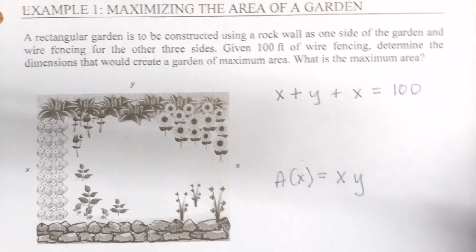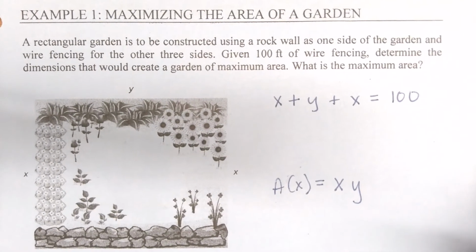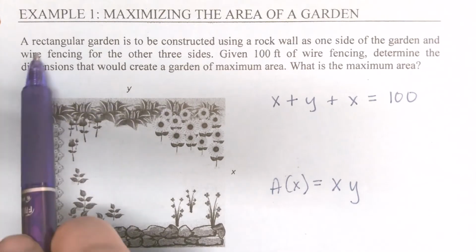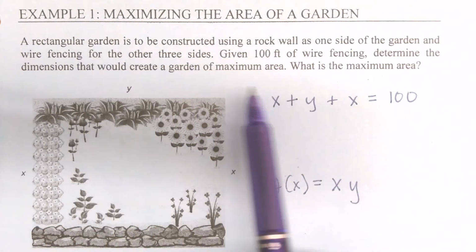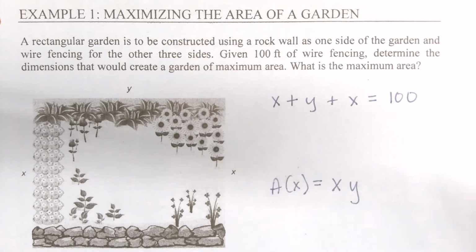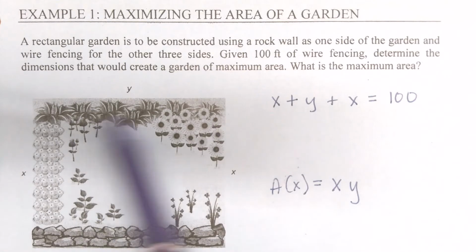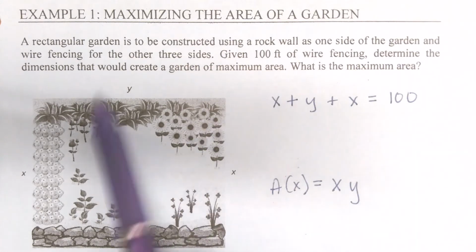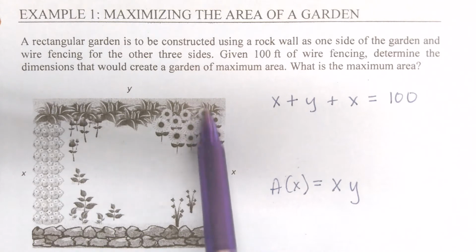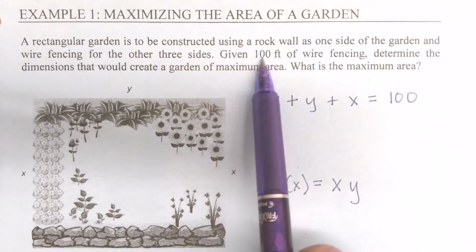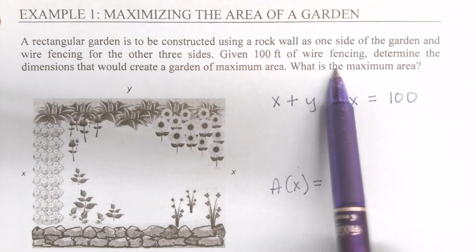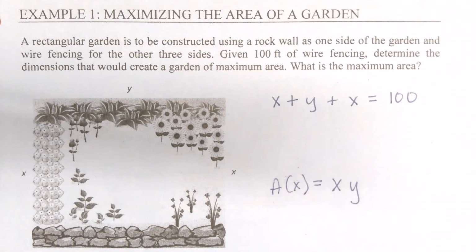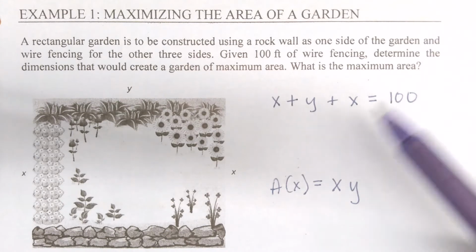We'll start with a basic area of a garden question, and we're given the information that we have. We have a garden against a rock wall, and we want to fence it in. We want to fence in the three sides that are not with the rock wall using 100 feet of wire fencing. And so we have to figure out the dimensions that would give us the maximum area for gardening. And so we have two things going on here.